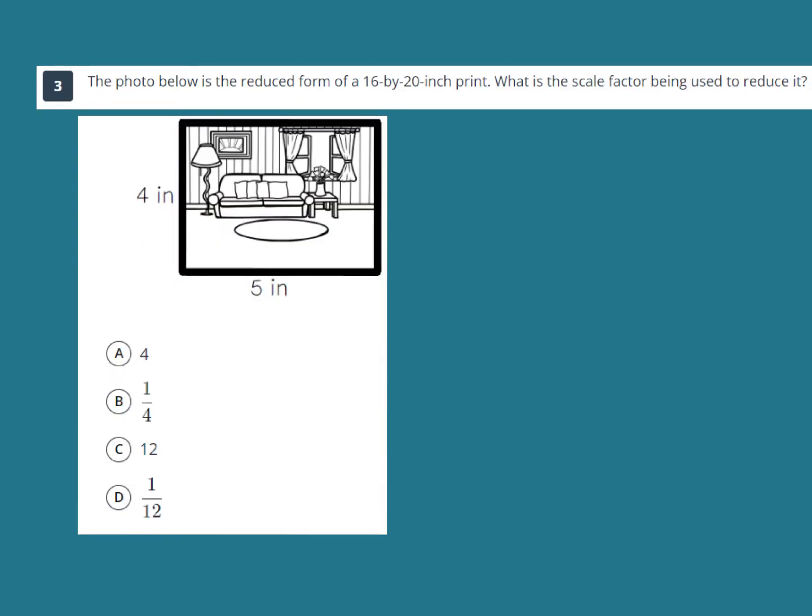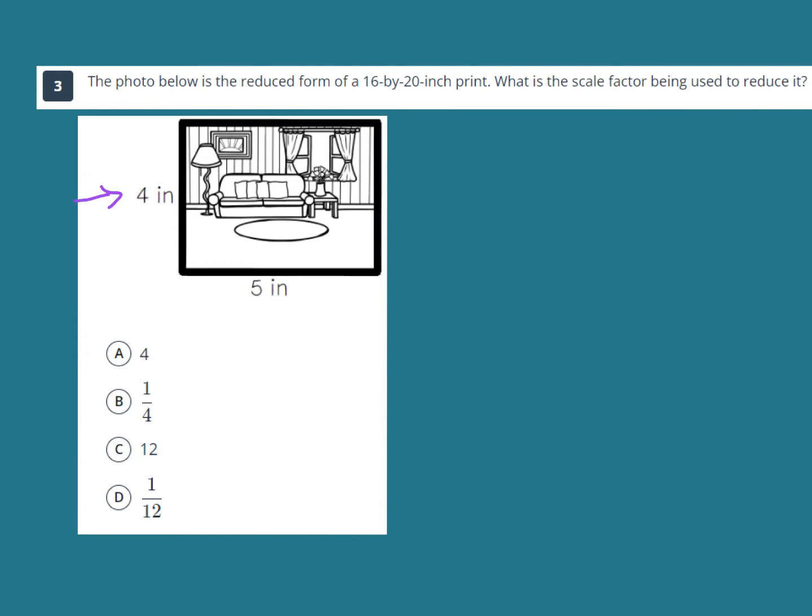Moving right along. The photo below is the reduced form of a 16 by 20 inch print. What is the scale factor being used to reduce it? Scale factor. So, in other words, they're saying that the original, this side would have been 16. I'm really liking that purple. I'm having a hard time seeing it. Don't you think? Well, we can see it, but it's not standing out as much as we would like. Let's try this purple, see if that makes a difference.